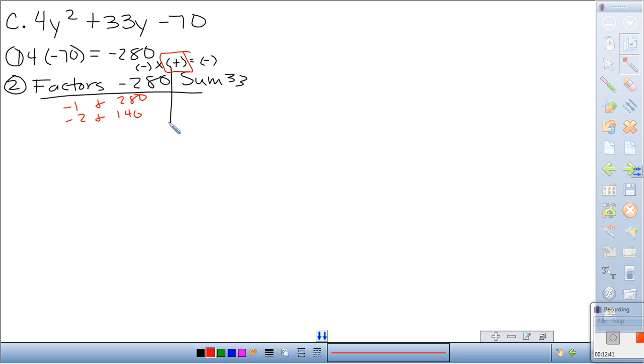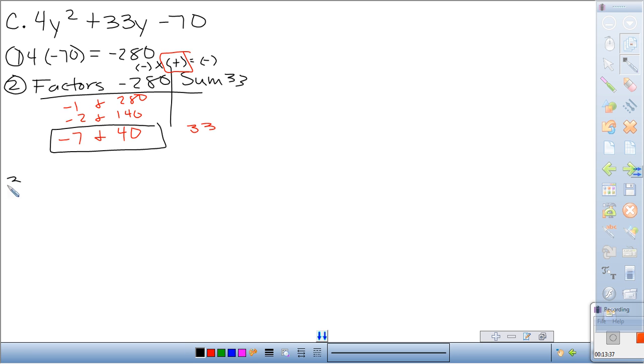280 divided by 8 is 35. 280 divided by, let's see what else we could try. 280 divided by 7 is 40, so maybe we could do negative 7 and 40. Negative 7 times 40 gives us negative 280, and also when we add them together we do get a positive 33. Okay, so it took a while, but we did find our factors that multiply to give us the negative 280 and add to give us 33.